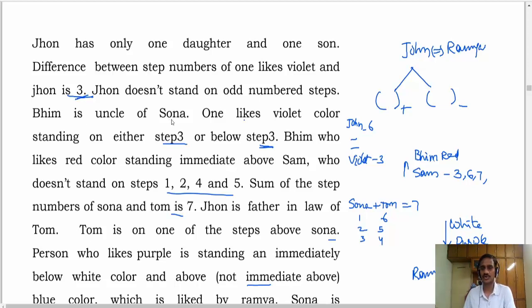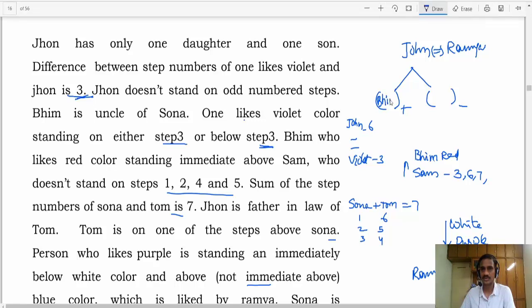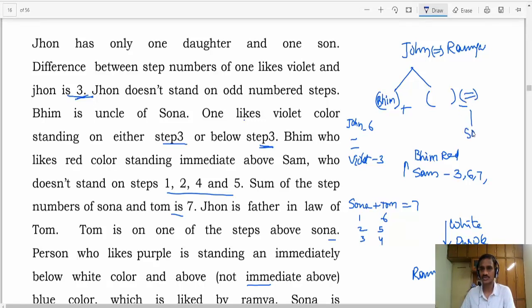Beam is the uncle of Sona, hence Beam is here. Uncle of Sona, hence this person's Sona is here. Beam is the uncle of Sona. And now we have one piece of information regarding John and Tom. Tom is one of the steps. John is the father-in-law of Tom.